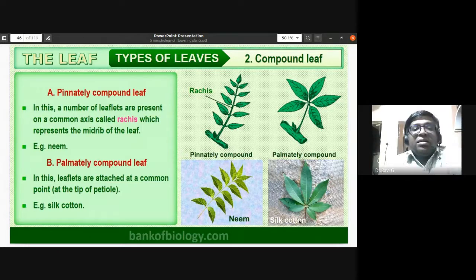Then palmately compound leaf, in these, the leaflets are attached at a common point. You can notice it here. The silk cotton has that. The leaflets are attached at a common point at the tip of the petiole. Example, silk cotton, you can notice this palmately compound leaf. Pinnately compound leaf, you can notice it in case of neem leaf. So they have given the example of neem leaf.